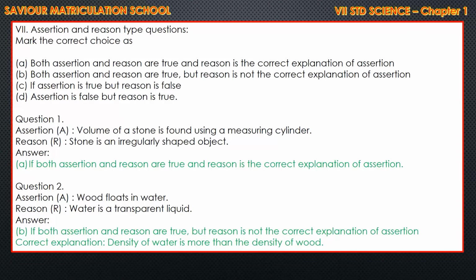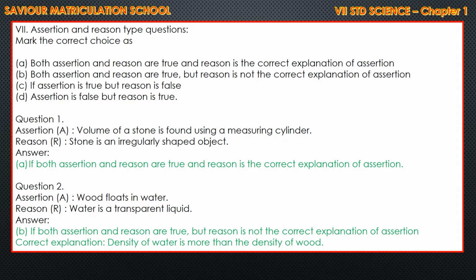Roman number 7, assertion and reason type questions are given here. Make the correct choice. A is both assertion and reason are true, and reason is the correct explanation of assertion. B, both assertion and reason are true, but reason is not the correct explanation of assertion. C, if assertion is true but reason is false. D, assertion is false, reason is true.